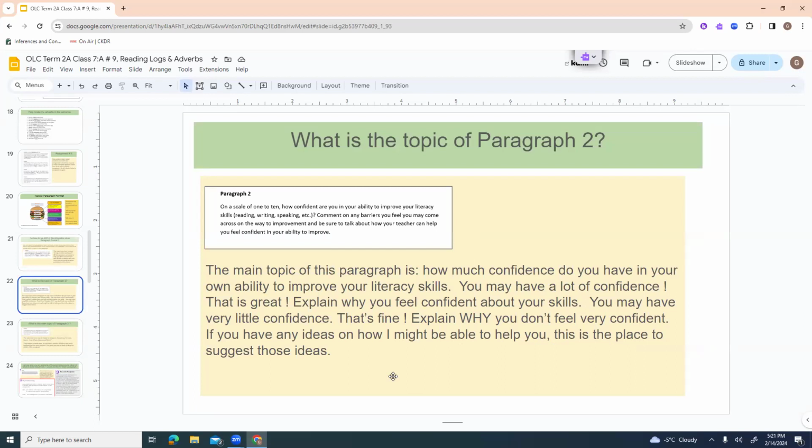the main topic of this paragraph is how much confidence do you have in your own ability to improve your literacy skills? You may have a lot of confidence. That's great. Just explain why you feel confident about your skills. You may have very little confidence. That's okay too. Just explain why you don't feel confident. And if you have any ideas on how I might be able to help you, this is the place to suggest those ideas. I do take this seriously. I look at those things. If you say, I need to talk to you, by all means, my door is always open. Message me, call me. I'd be happy to talk to you.